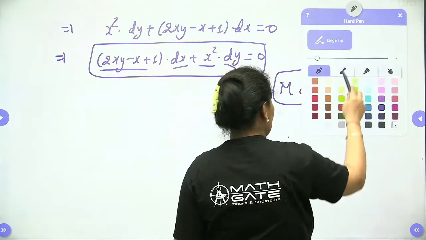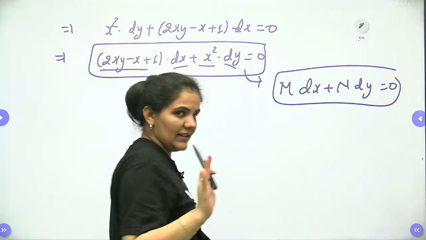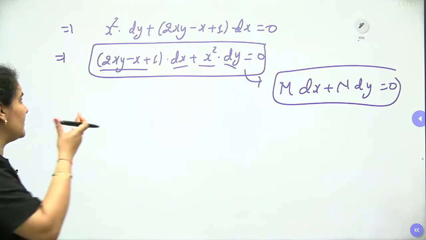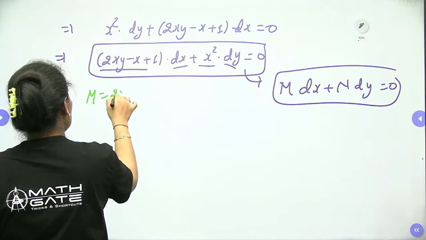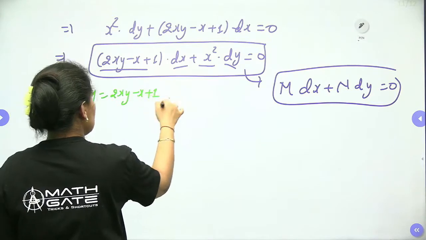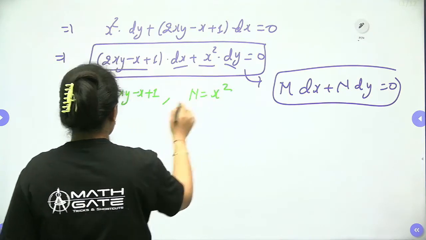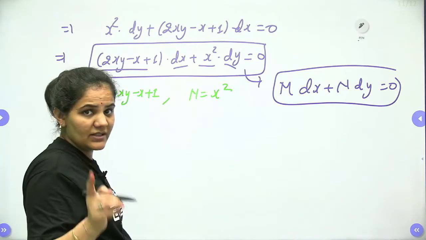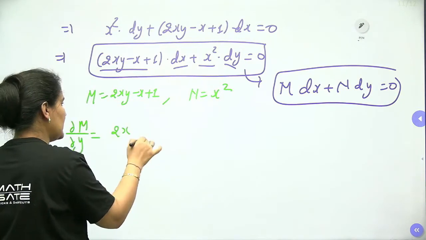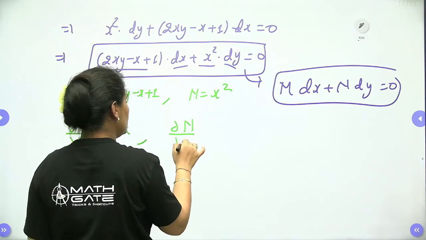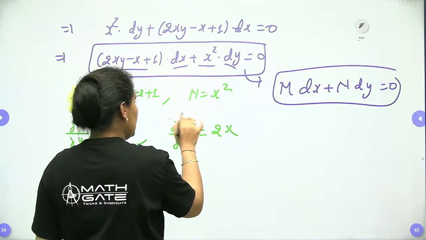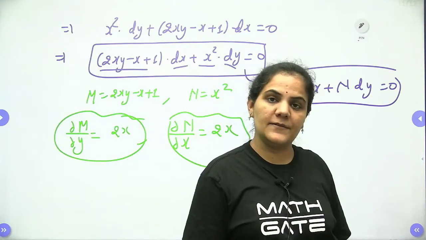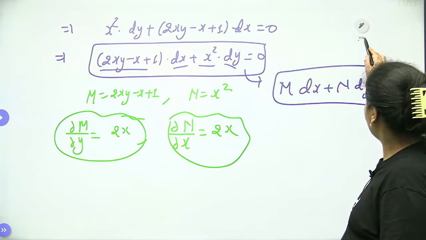Let's check whether it is exact or not. If it is exact, then only we can go for finding the general solution with the help of exact. Here M is equal to 2xy minus x plus 1 and N is equal to x square. For M we do partial differentiation with respect to y, so it will be 2x. For N we do partial differentiation with respect to x, it will be 2x. So you can see, hence it is exact, my dear students.